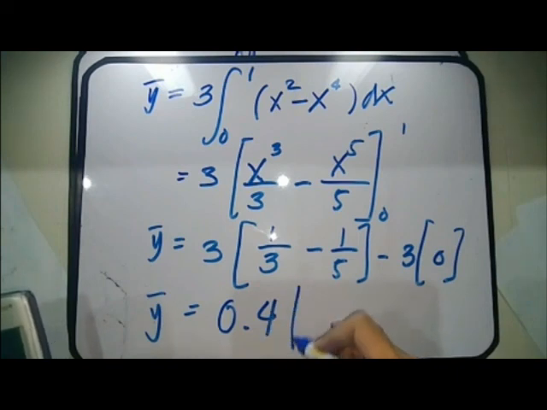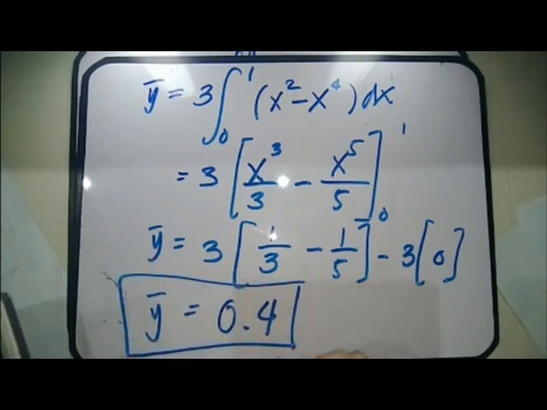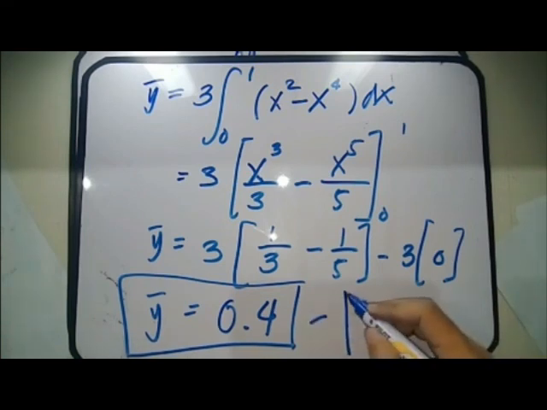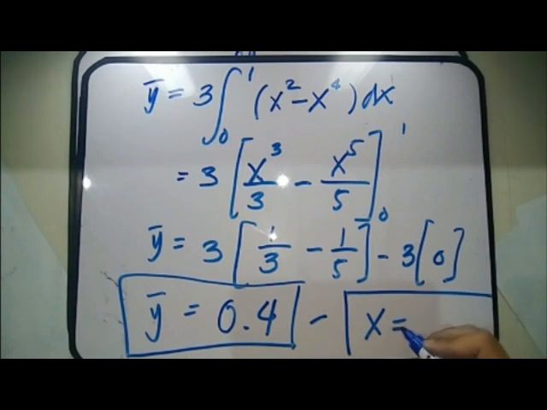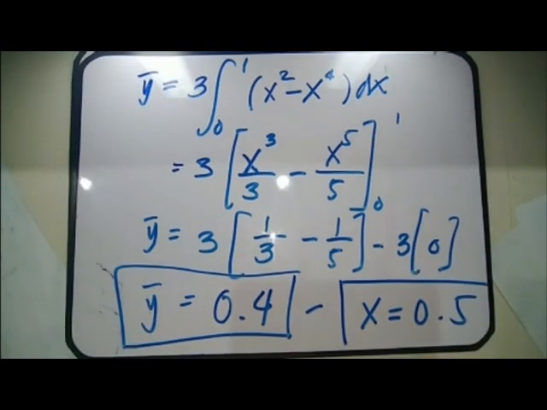So yung y bar natin guys is equal to 0.4. So therefore, yung coordinates ng centroid natin is at 0.5 and 0.4. So yung nakuha natin kanina, that is x equals 1 half or 0.5. So this is our final answer. So 0.5, 0.4 is the coordinate of the centroid.